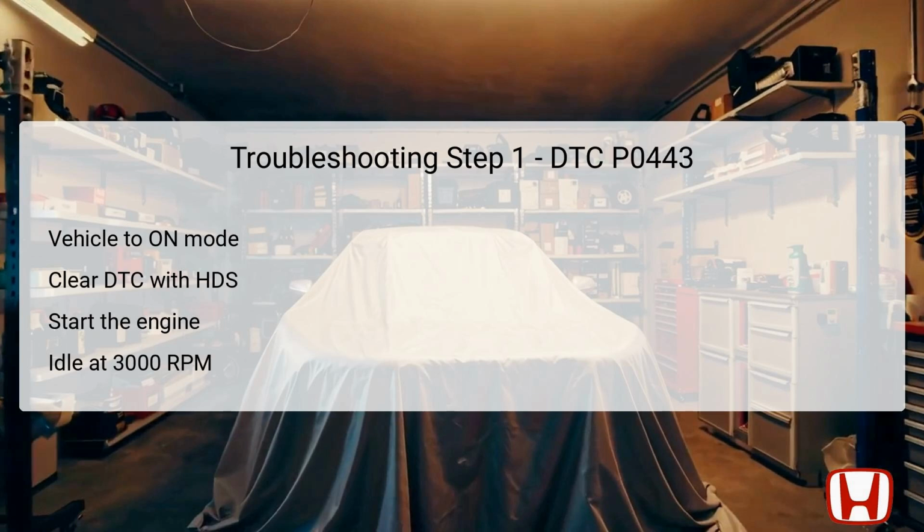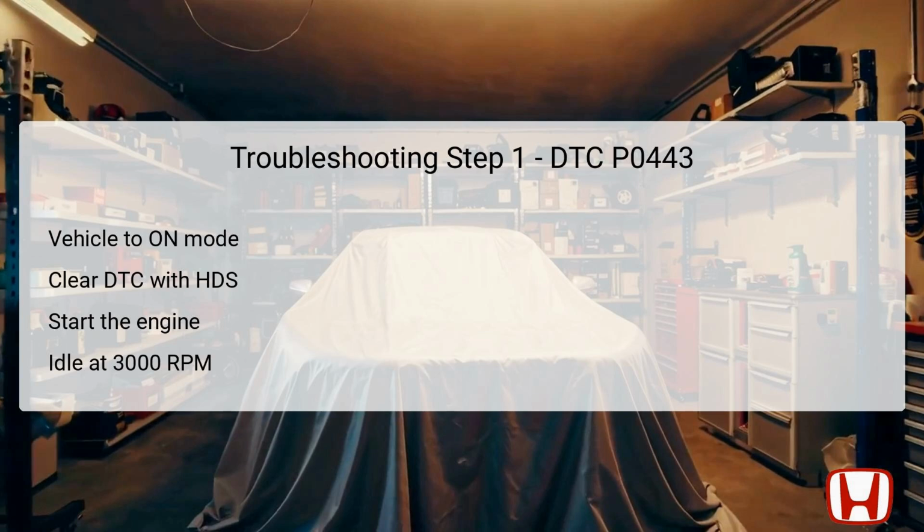The first step in troubleshooting DTC P0443 is to confirm the existence of the code and gather appropriate initial data. Begin by turning the vehicle to the on mode without starting the engine. This allows for the initialization of onboard systems and prepares them for diagnostics. Next, utilize the Honda Diagnostic System, HDS, to clear any existing DTCs. Once cleared, start the engine and allow it to idle, maintaining an engine speed of 3,000 RPM.